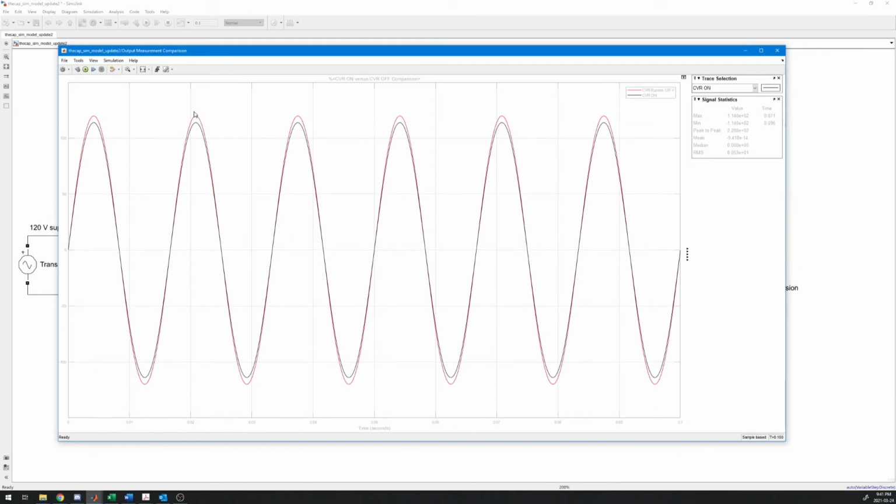The red graph here is shown without CVR and is trending at 120 volts. The black graph here is after CVR implementation and is trending at 114 volts. So this after CVR implementation is brought down by the transformer with a ratio of 1 to 0.95. On trace selection here, CVR bypass min and max is 120 and CVR on min and max is 114 volts.